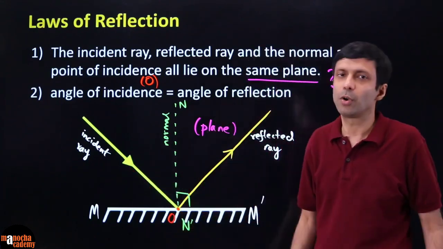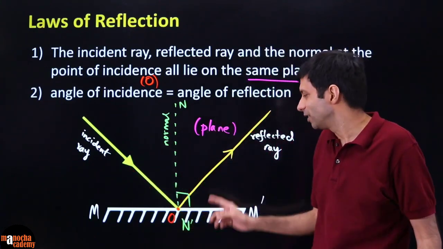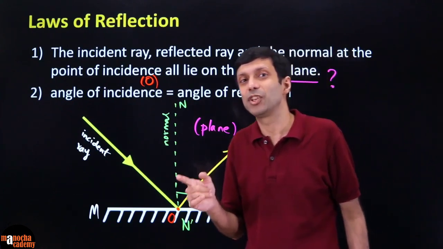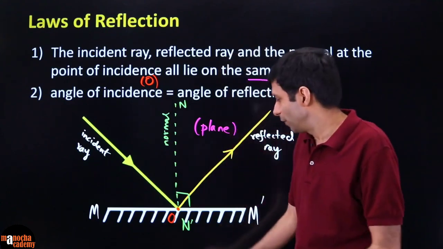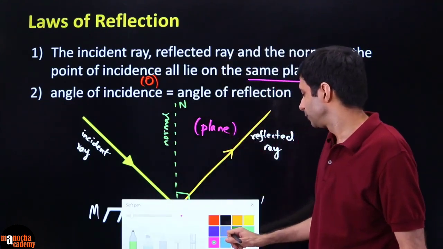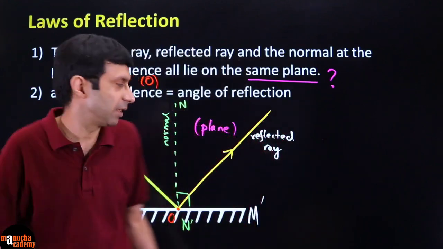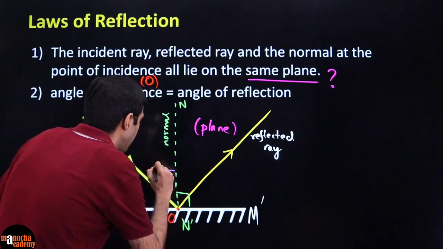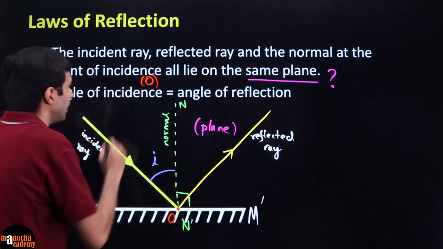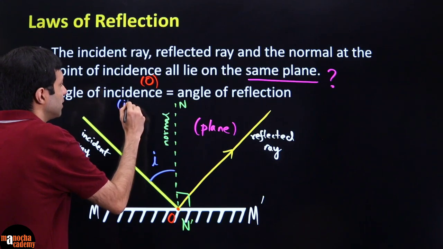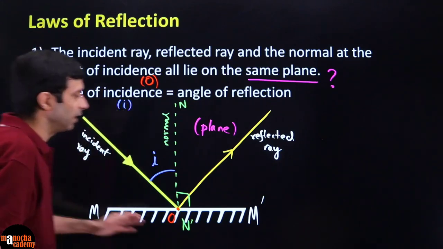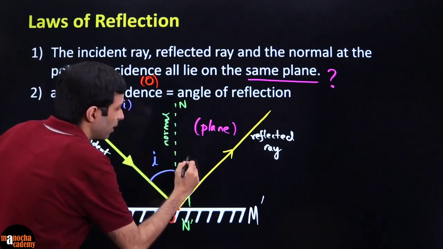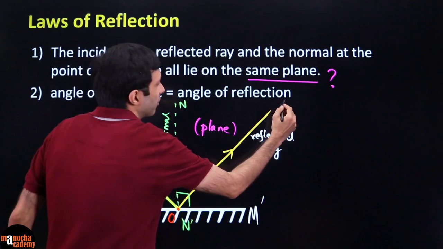One very important thing is, normally when we measure angles in geometry, we measure like this, right? But not in physics. Angles are measured with the normal. So when we are talking about the angle of incidence here, it is going to be this angle, the angle between the incident ray and the normal. I'm going to mark it as I. So this is my angle of incidence I. And then the reflected ray and the normal, this is going to be my angle of reflection R.